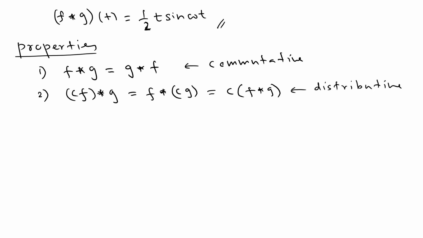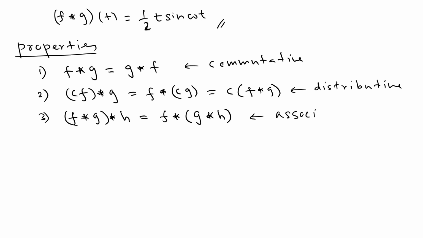Another distributive property. And also we have the associative property, number 3. If we have 3 functions, f star g star h, you can do the first two and then the third, or you still get the same result if you do g star h first and then f. They are all the same. That's what we call the associative property. We have those 3 properties, and this is going to make all those calculations much easier.